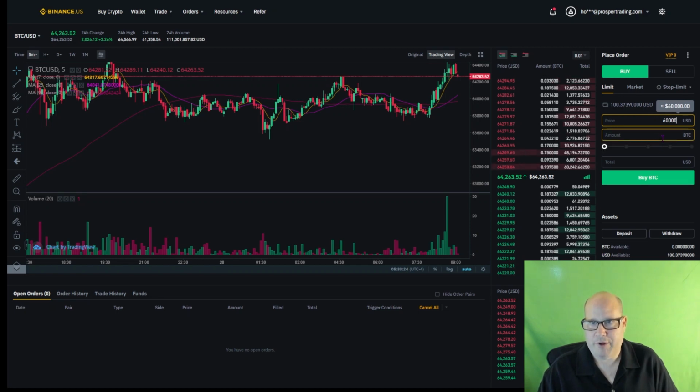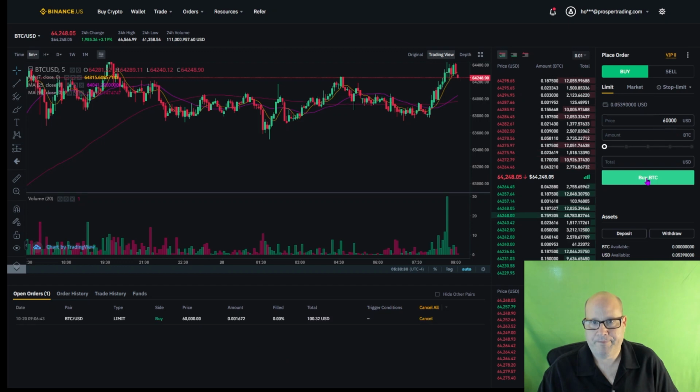Again, how much Bitcoin do I want? I can either enter it directly there, or I like to use the slider. It just makes it a little easier. I want to use all of the $100 for that. And now if I want to execute the order, I simply hit the buy BTC button.